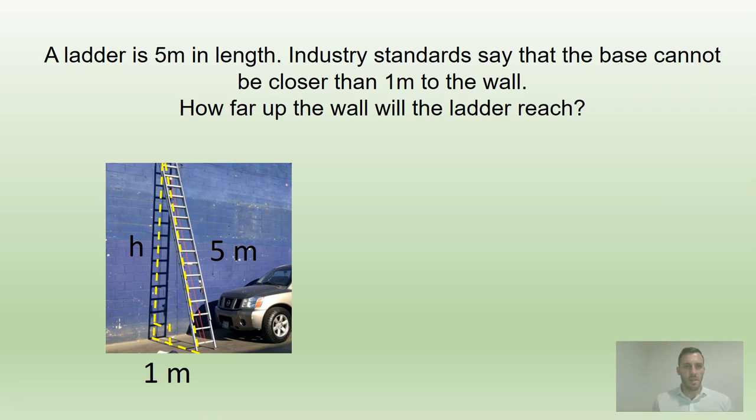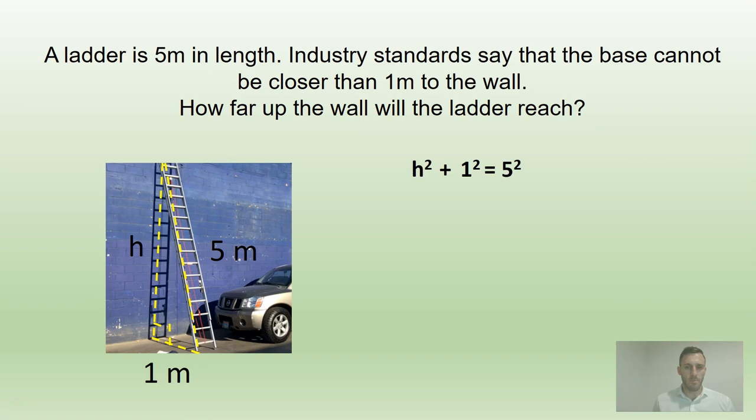A ladder is 5 meters in length. Industry standards say that the base cannot be closer than 1 meter to the wall. How far up the wall will the ladder reach? This might be important for a job where you know you have to reach a certain distance up the wall, say if you were painting the top of it. So here we draw the triangle in the first step. You can see that the ladder forms a right-angled triangle with the wall. And therefore we can use Pythagoras' theorem to solve for how far up the wall the ladder will reach.